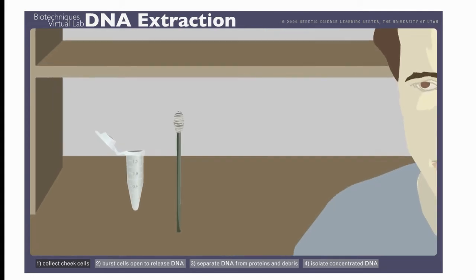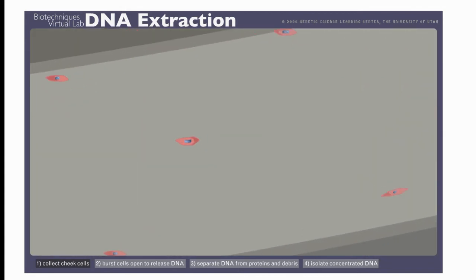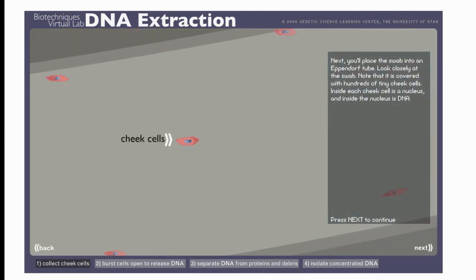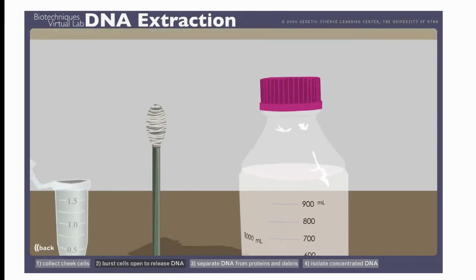After collecting samples from the subject, let's take a closer look at that swab. You can see cheek cells have been transferred to the swab. Inside of each cheek cell is a nucleus. Inside the nucleus is DNA. Clicking Next allows us to continue our experiment.